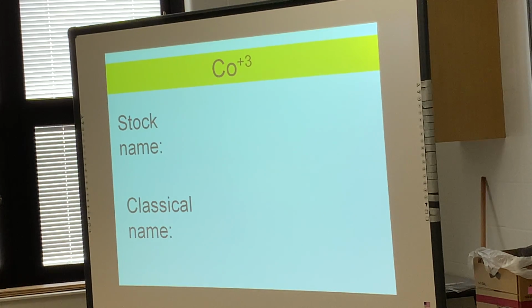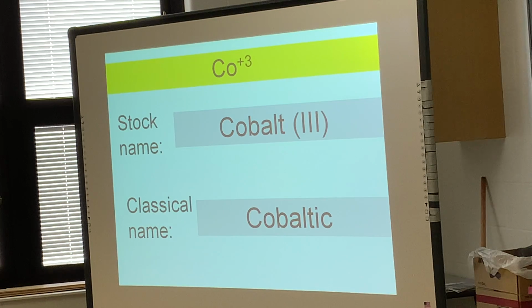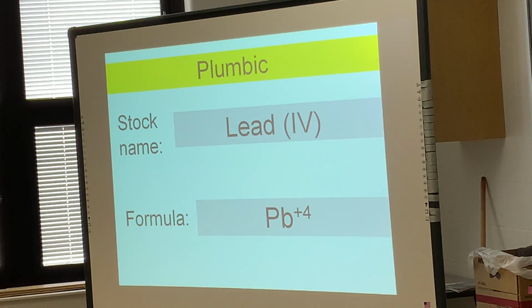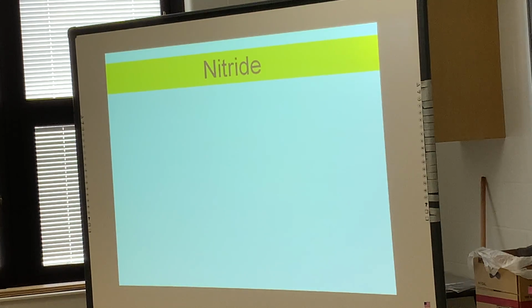Two charges for cobalt. It's cobalt, 2 and 3. Cobaltic. Very good. Two charges for lead. This is 2 and 4. This is 4. Pb 4, positive four. Lead 4. Nitride. Negative 3. Group 15. So this is negative 3. C negative 4. That's the same thing, isn't it? Carbon? Carbide. Carbide.